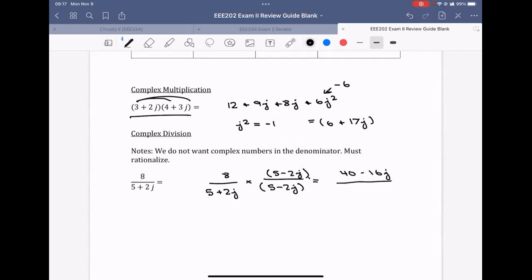But the denominator will be the same as what we did with the complex multiplication. You need to make sure that you FOIL this out. So you'd get 25 minus 10j plus 10j. So that'll cancel, and then you'll get -4j squared, which would be +4. So you'll end up with 40 minus 16j over 29. And that accomplished exactly what we wanted it to. It got rid of the imaginary in the denominator, so now we just have it in the numerator.